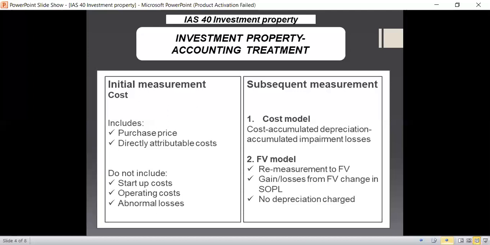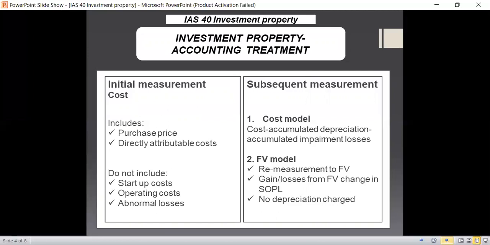Now, let us have a look at the accounting treatment of investment property initially and subsequently. Initially means when it is recognized in the financial statements for the first time. And subsequent measurement means how we are going to measure it after the initial recognition of the investment property. My dear students, we recognize investment property initially at its cost, which includes the purchase price and any cost directly attributable to the investment property.